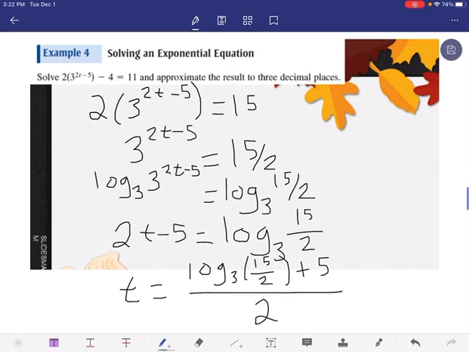But be careful, because we've already taken the log of both sides, that plus 5 and that divided by 2 are outside of our logarithm. So when you plug that into your calculator, you need to make sure that you end your parentheses after the 15 divided by 2. Because once we do that, we should get 3.417 approximately.